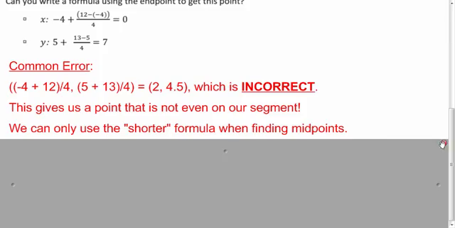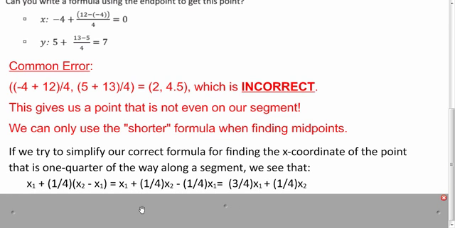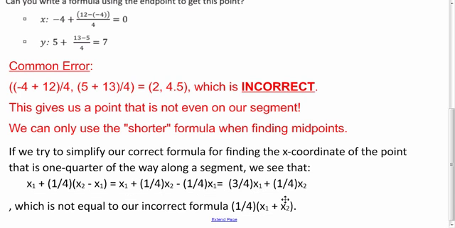And if we do the math, if we know that our formula up here was correct, and the only difference from our previous formula was we replaced the 1/2 with 1/4. So if we look at the x-coordinates, if we simplify this, we end up with 3/4 of x1 plus 1/4 of x2, which is not the same as our incorrect formula. That would just have the 1/4 as each coefficient.